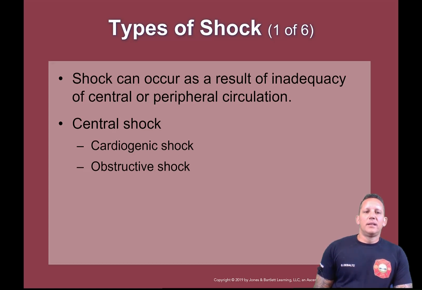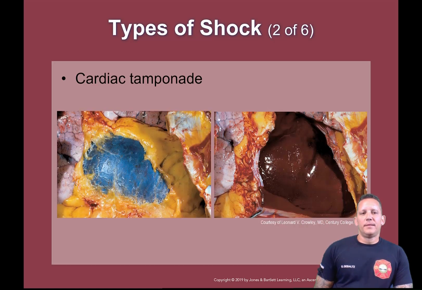Types of shock. We're going to have a couple of different types, and there's a few slides on this. So any shock is going to be inadequacy of central or peripheral circulation. So central shock is going to be cardiogenic shock or obstructive shock. So here's a pretty good picture of cardiac tamponade versus a good healthy heart. You can see the color change there.